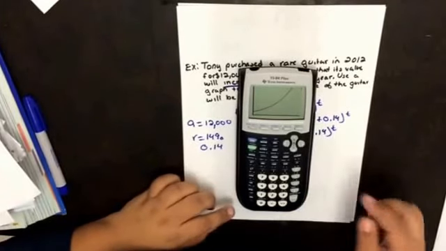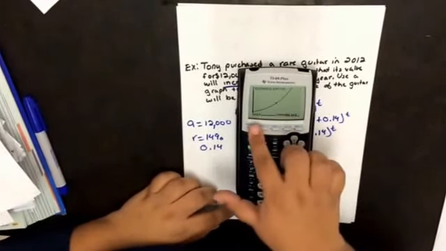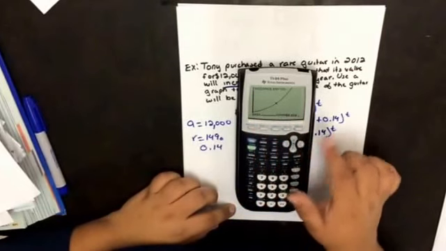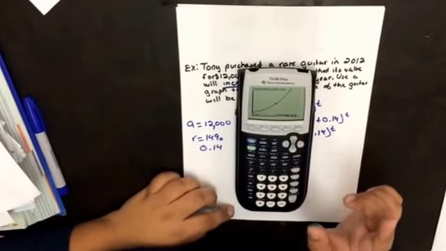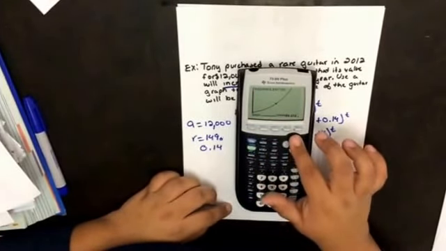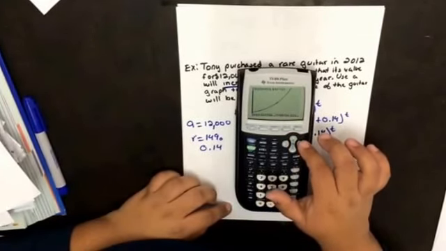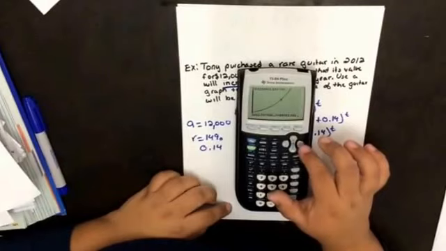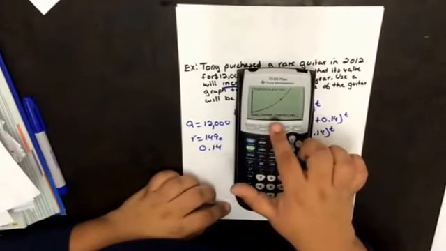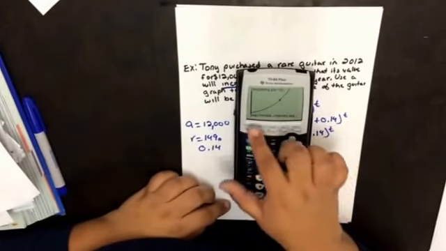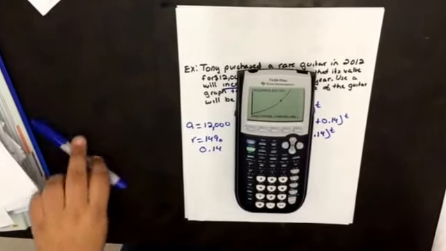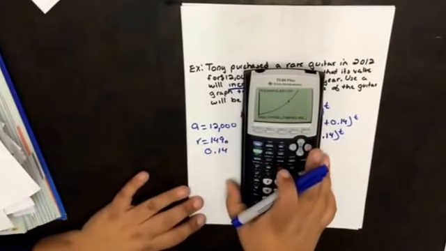So that's my graph. If you go to trace, you can see your value of x and your value of y. We're trying to find when y equals 60,000. So if we go up, it's about 12. So we're going to say that when x equals 12, x meaning our time.